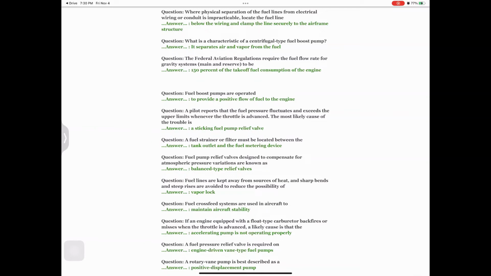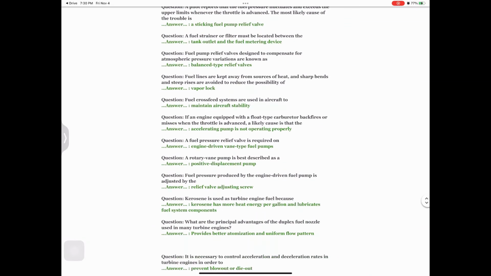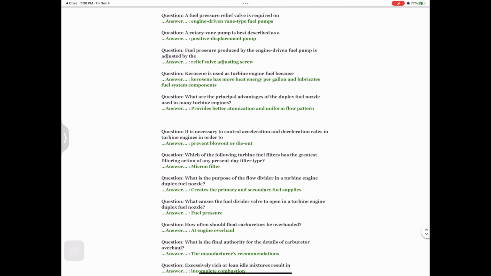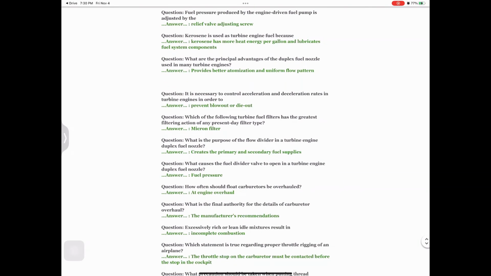Question. A fuel pressure relief valve is required on answer. Engine-driven vane-type fuel pumps. Question. A rotary vane pump is best described as a answer. Positive displacement pump. Question. Fuel pressure produced by the engine-driven fuel pump is adjusted by the answer. Relief valve adjusting screw. Question. Kerosene is used as turbine engine fuel because answer. Kerosene has more heat energy per gallon and lubricates fuel system components.